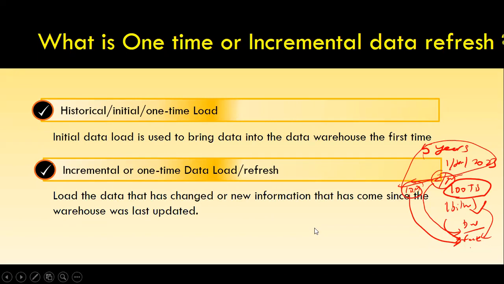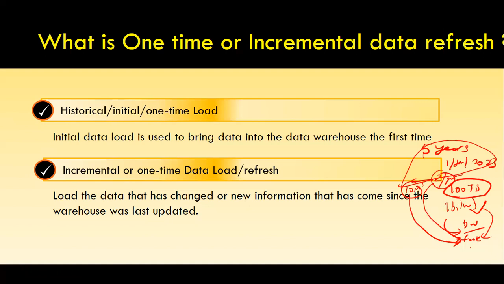It loads the data that has changed or is new since the warehouse was last updated. According to this example, between the last update on 1st Jan 2023 and 2nd Jan 2023, if any new data comes in, it needs to get loaded here. And if any previously loaded data has changed, that should also be captured and loaded. Only the changed and new data needs to be loaded into your fact table.